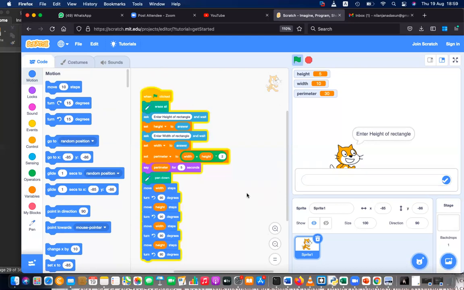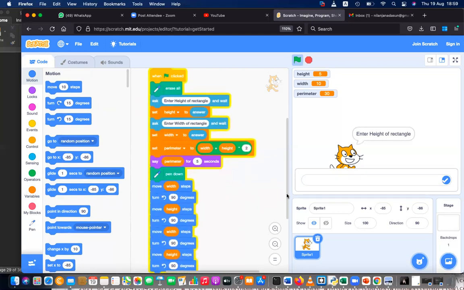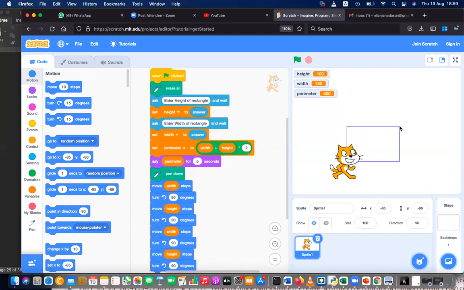Now this will not just show the perimeter, it will also draw a rectangle. See, I'm giving, okay, I need 100 and 150. So it's calculating the perimeter, and after that, it's drawing the rectangle. You can see it's drawing the rectangle on the screen.